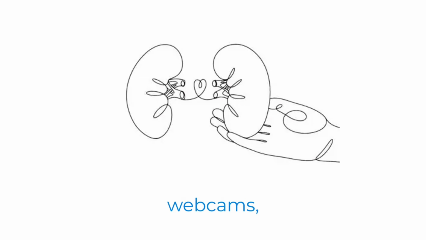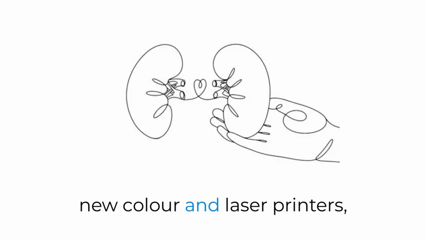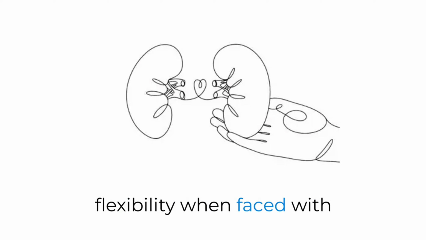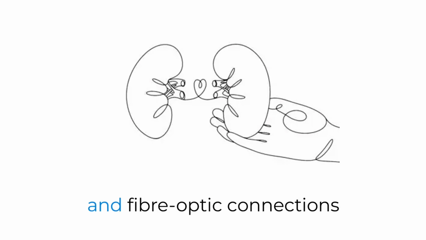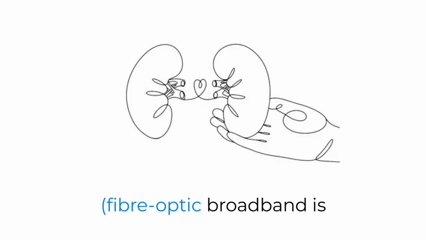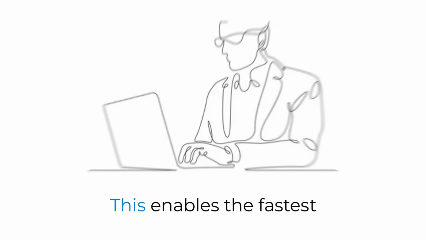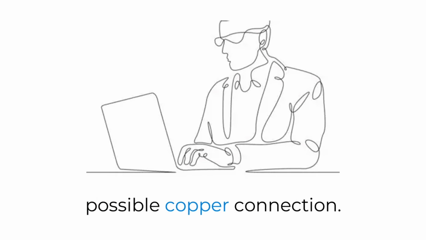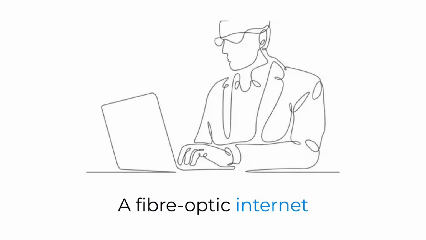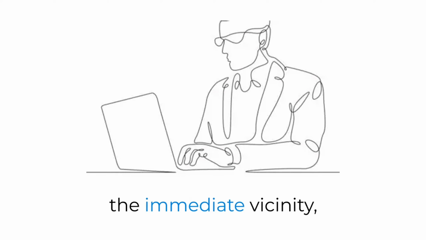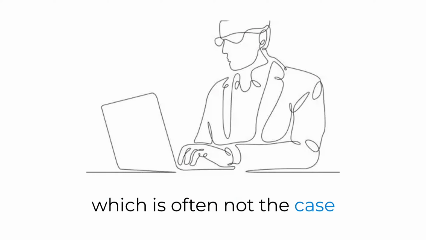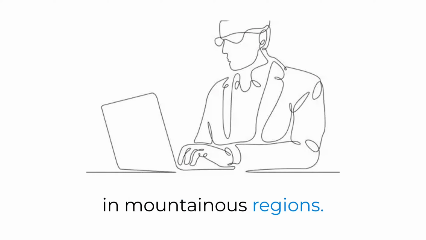We offer high-quality monitors, webcams, new color and laser printers, flexibility when faced with nearly every everyday occurrence and fiber optic connections. Fiber optic broadband is available in a timely manner. This enables the fastest possible copper connection. A fiber optic internet connection is available in the immediate vicinity, which is often not the case in mountainous regions.